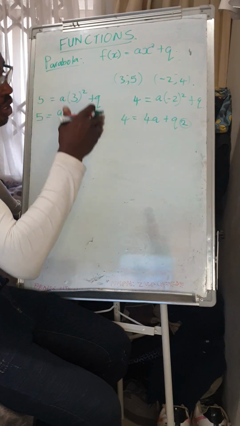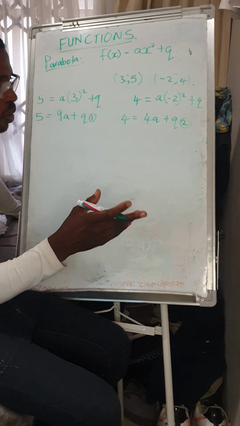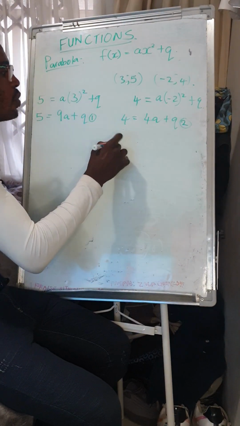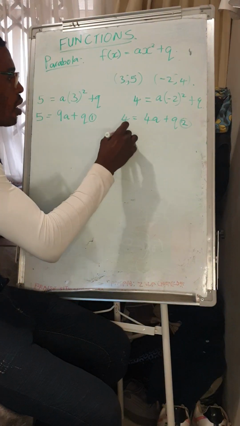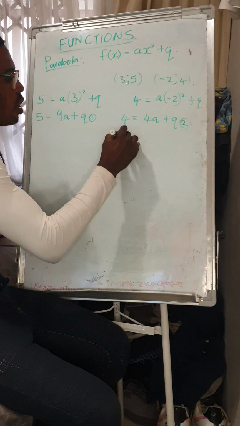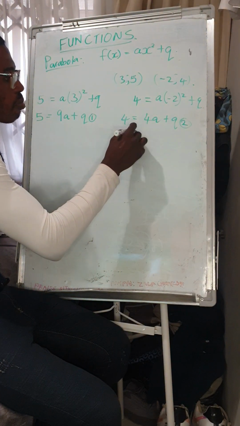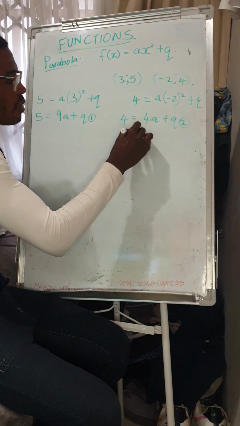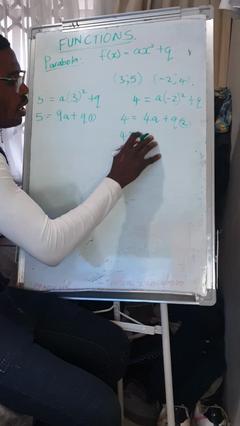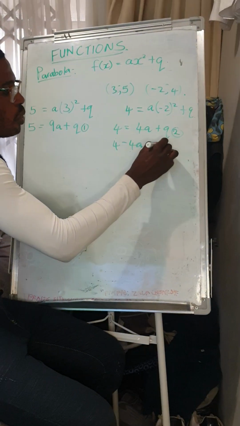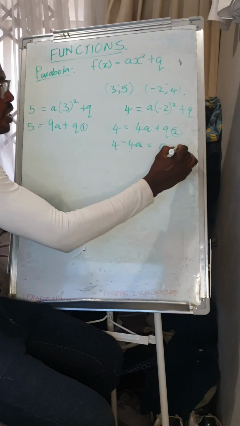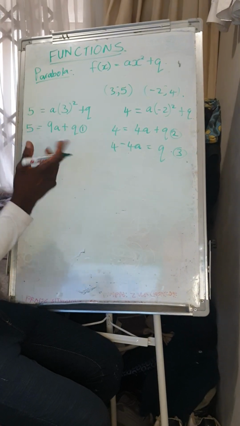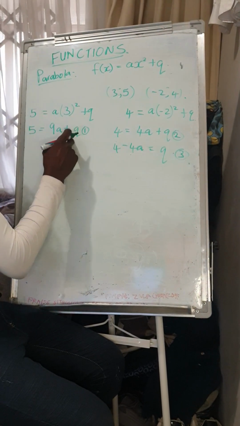I think I was doing this already, and then we ran out of time. So now let's quickly finish this. Let's create equation 3, and then we're going to put it there. We leave q on one side: 4 minus 4a equals q. This is equation 3, and now we put this equation into that one. We are taking this one and plugging it here.